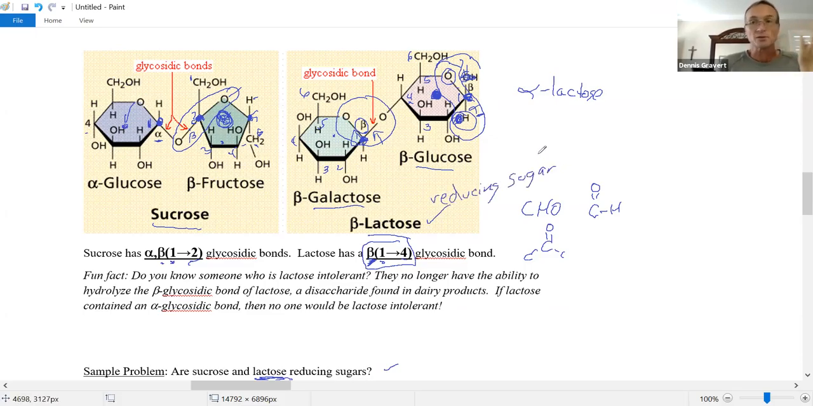I found one. All you have to do is find one. Find an aldehyde, a ketone, or a hemiacetal, and boom, reducing sugar.